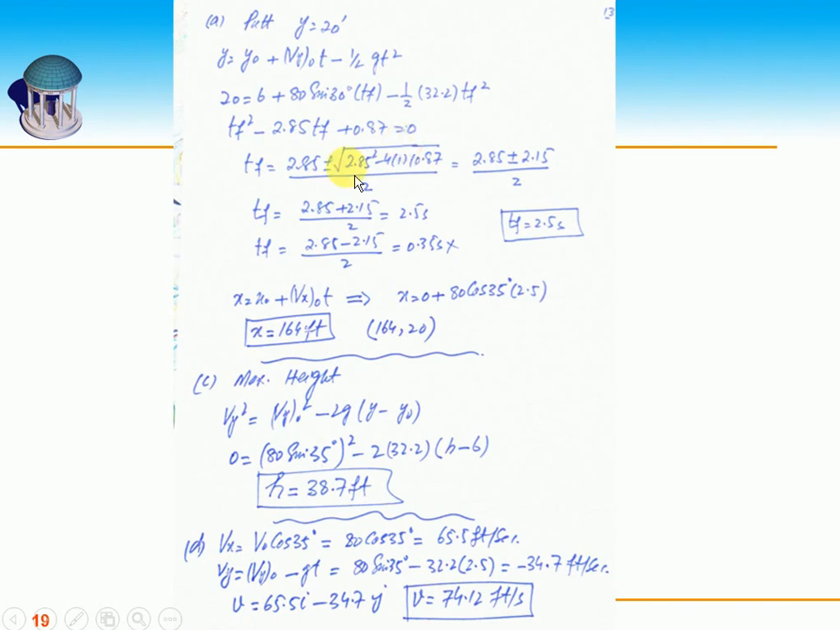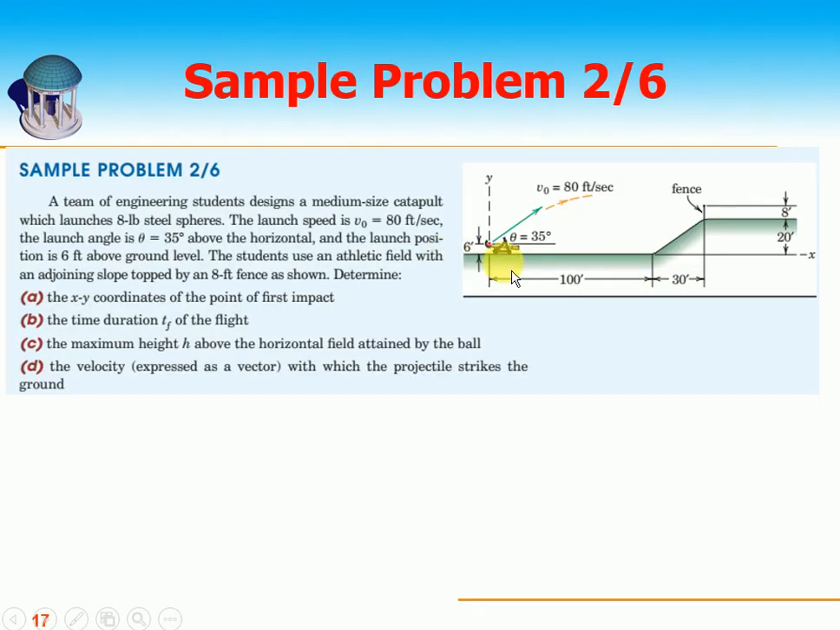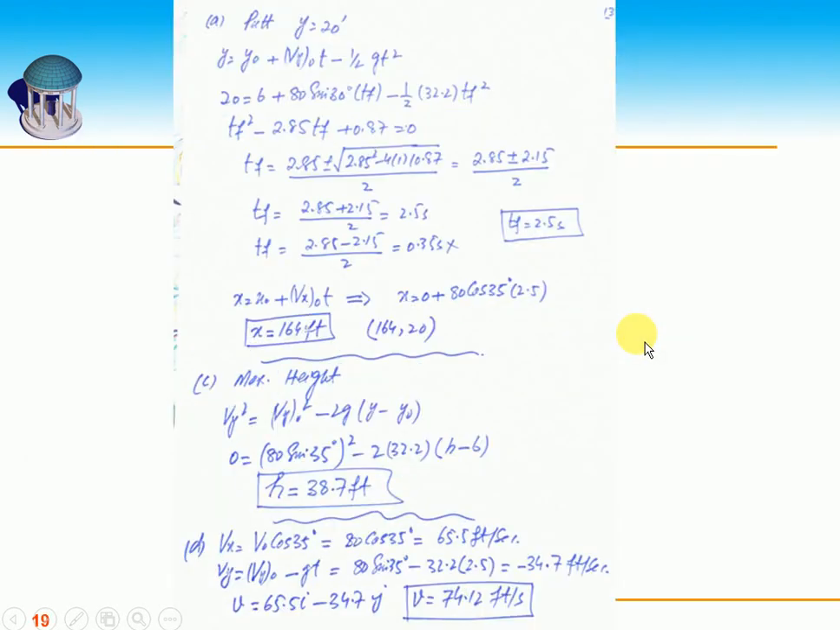So the two times are 2.5 seconds and 0.35 seconds. Of course, the negative one is not possible. So it's 2.5 seconds. So what is x? x is equal to x naught plus vx t. The x is equal to 0 plus 80 cos of 35 times t. So we find the point, it is 164. These are the coordinates, 164 and 20. 164 here, when you hit this here, right? If there is no fence, 164 is here almost, an x, and then y is basically 20 feet where it first hits the ground.